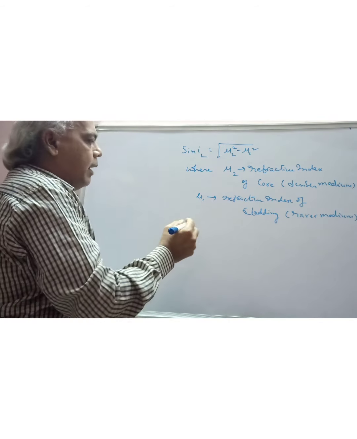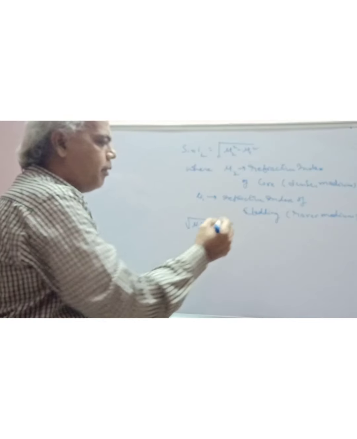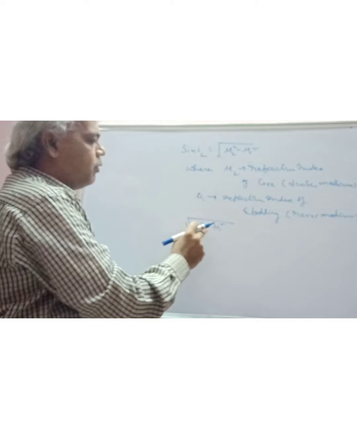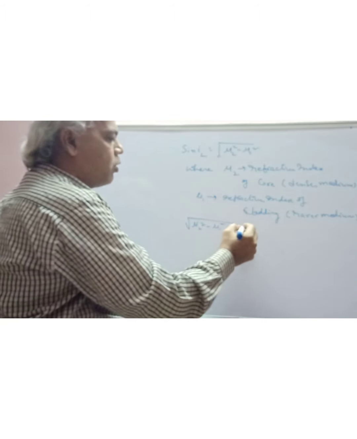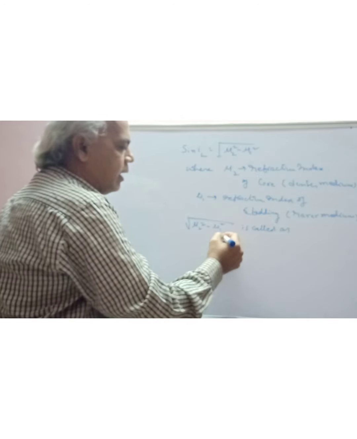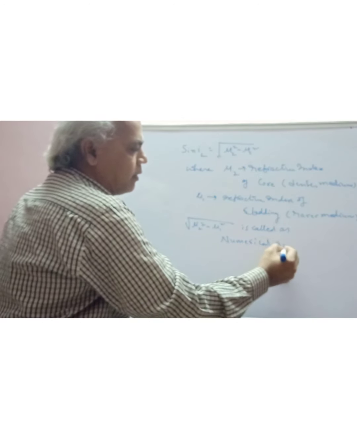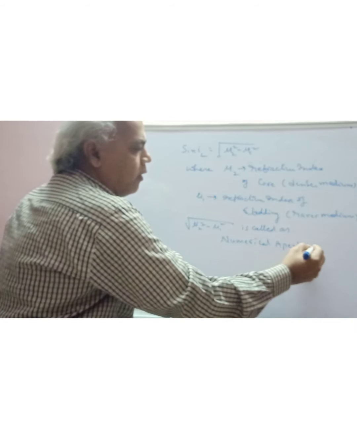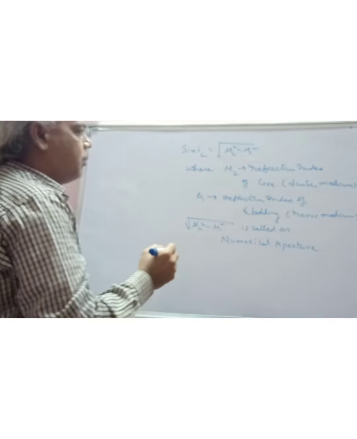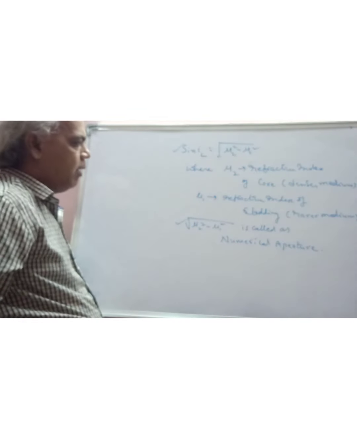Okay, and the important point is that root of mu 2 square minus mu 1 square is called the numerical aperture. It is a very important point, this launching angle and this numerical aperture.